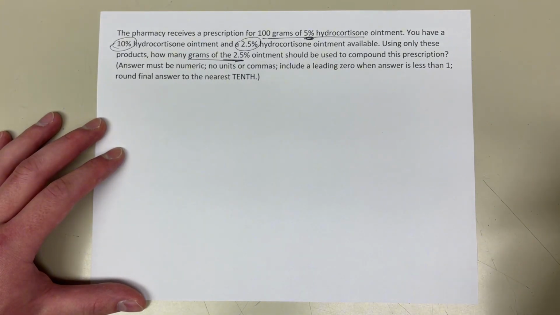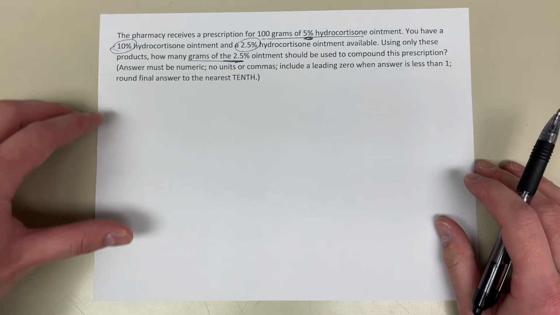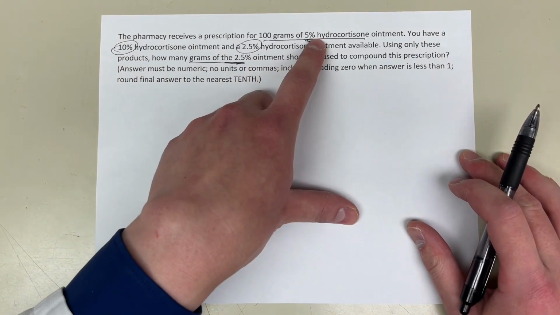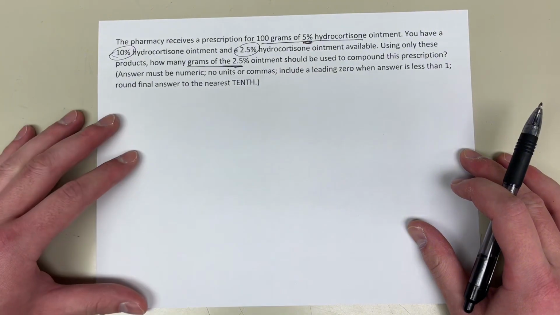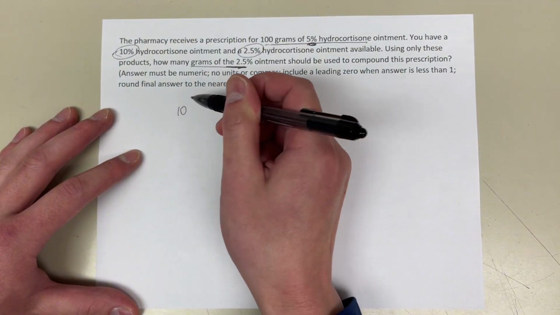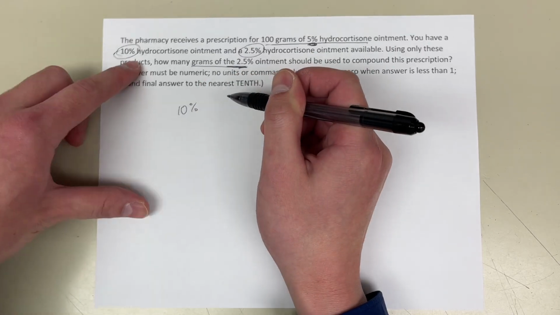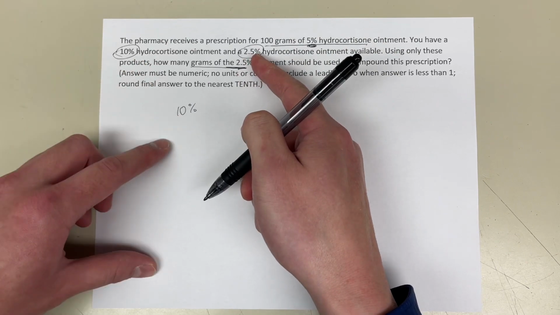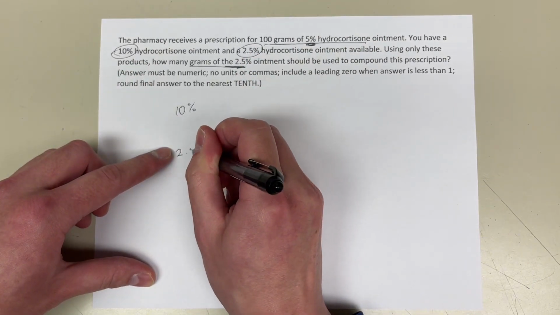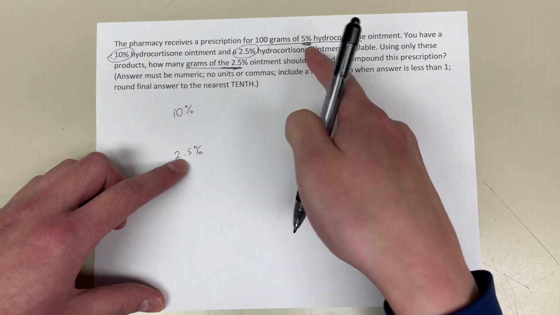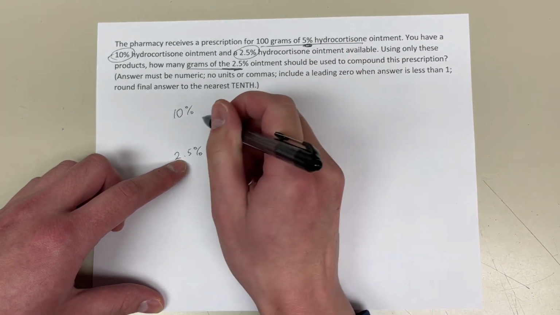So this is an alligation question because you're combining some bigger percentage product with a smaller percentage product and trying to get something in the middle, which is 5%. So with alligation, you always write down the numbers here. I'm going to write 10% for the 10% ointment, which is what we have in stock, and also we have in stock a 2.5% ointment. And we want to make a 5% ointment.